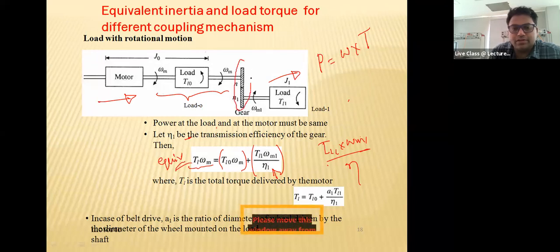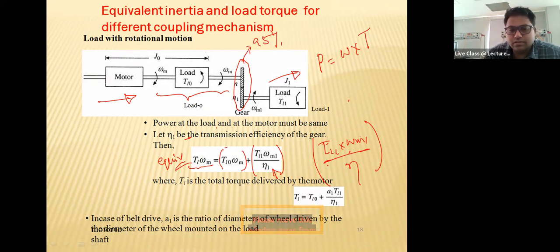So why is the efficiency coming into the picture here? See, this gear, whatever you are employing, it's a mechanical gear. Its transmission efficiency might be around 95%. Right, so 5% will be loss. So to account for this loss of power also, we are dividing the load power delivered by the efficiency factor also, right? So the total equation comes out like this.